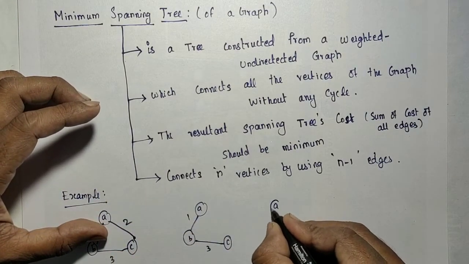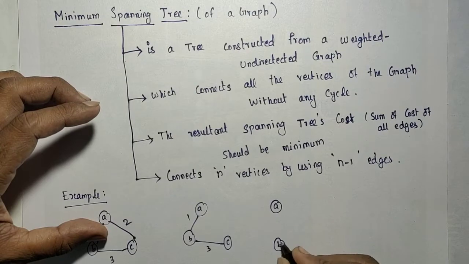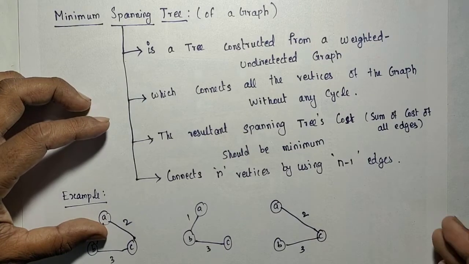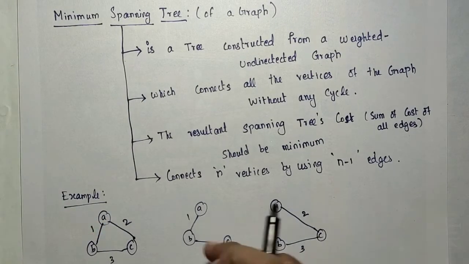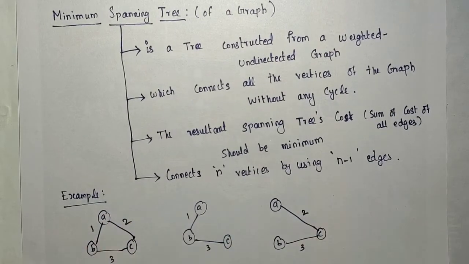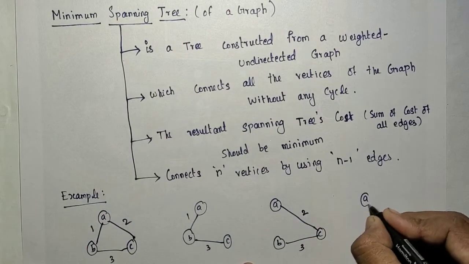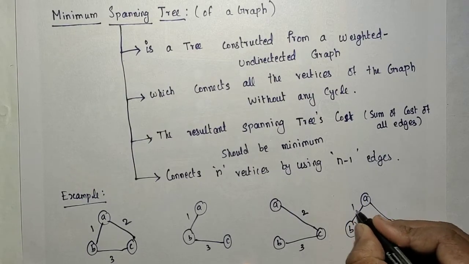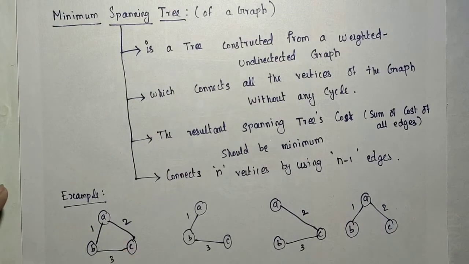Or I can connect by using only these 2 edges, A, B and C, so the cost is 2 and 3. Or I can connect all the 3 vertices by using only these 2 edges, A, B and C, with cost 1 and 2. So these are all the possible spanning trees.